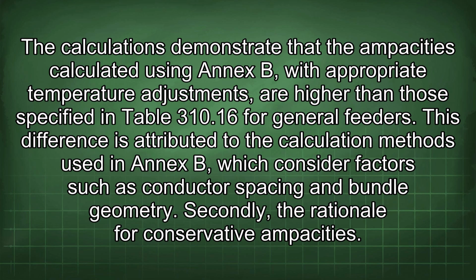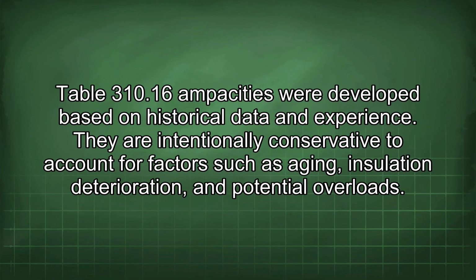This difference is attributed to the calculation methods used in Annex B, which consider factors such as conductor spacing and bundle geometry. Secondly, the rationale for conservative ampacities. Table 310.16 ampacities were developed based on historical data and experience. They are intentionally conservative to account for factors such as aging, insulation deterioration, and potential overloads.